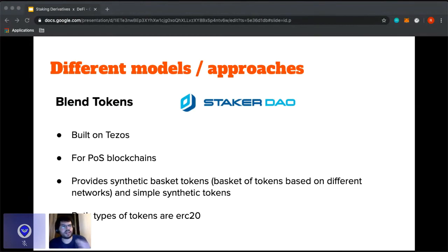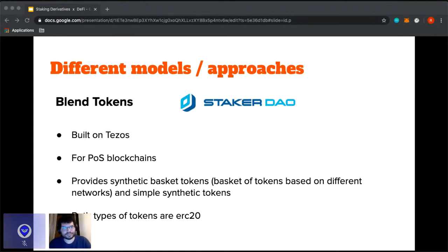The blend token is a synthetic basket of tokens that people are going to be able to buy directly, and they are the ones managing them. So this is a different approach from what we've seen before, but they are also planning on releasing simple synthetic tokens, which are going to be similar to the ones that we saw before. So both types of tokens are going to be ERC20 tokens, so they are going to be tradable and available on Ethereum. And the idea for them is to start building different types of baskets and different types of tokens and release them.